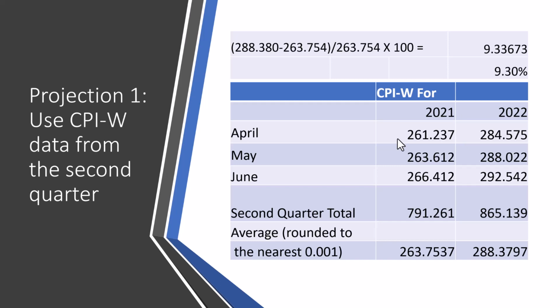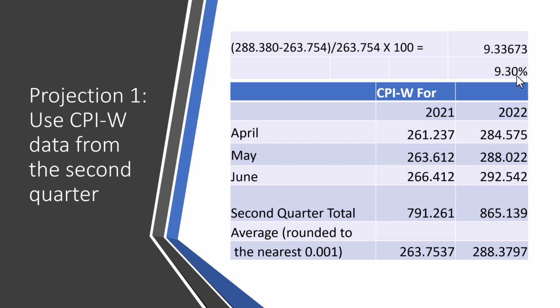So here we go. We have the second quarter for 2021, second quarter for 2022. We're going to add those up and take the average. Then, just like in that example we saw from the Social Security website, we take the larger number, the number from 2022, subtract out 2021 to get the change, and then we get the rate of change, and it's 9.3367%. They round to the nearest tenth of a percent, so it'd be 9.3%. That's projection 1, if we had used the second quarter data instead of the third quarter data.